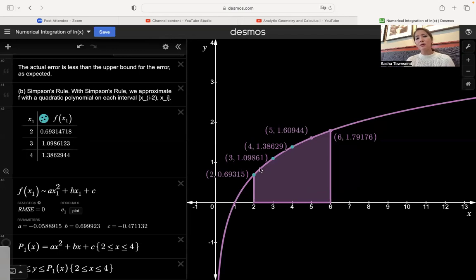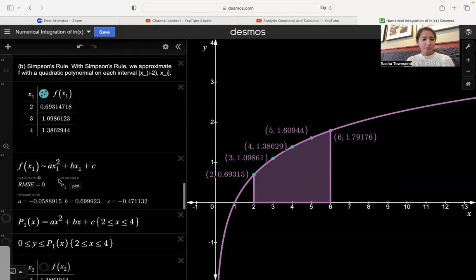And we want a polynomial that fits through those 3 points. We can get that if we evaluate ax squared plus bx plus c at x equals 2, 3, and 4, and set the corresponding y values to natural log of 2, natural log of 3, and natural log of 4. That gives us 3 equations with 3 unknowns, and those unknowns are a, b, and c. So you can solve for a, b, and c doing that. We're going to have Desmos do that for us.